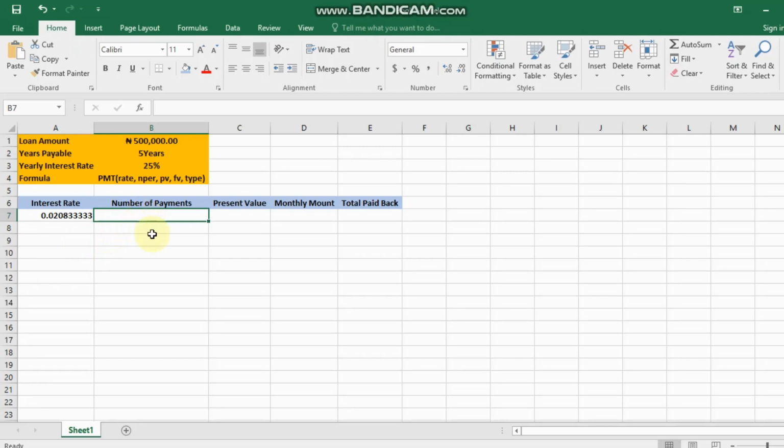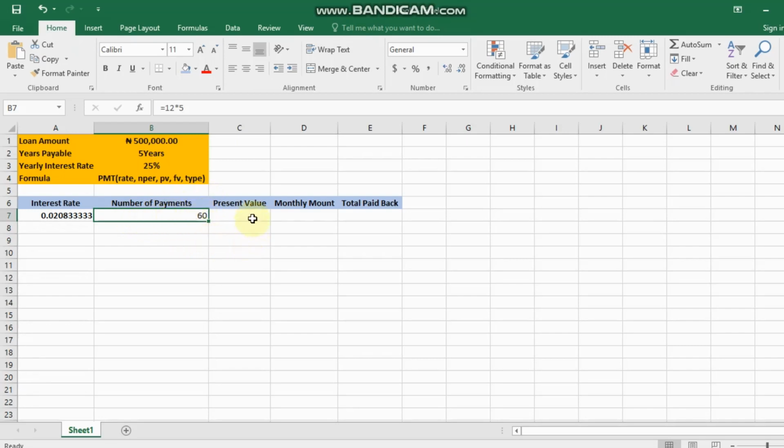So the number of payments will be how many months this person is expected to pay back this money plus the interest. We have 12 months in a year, so we're going to say equal 12 times 5 years. 12 months in 5 years is going to be 60 months. The person is expected to pay this money in the next 60 months.